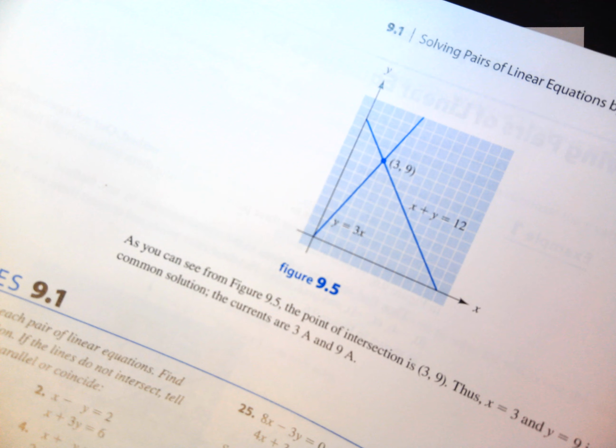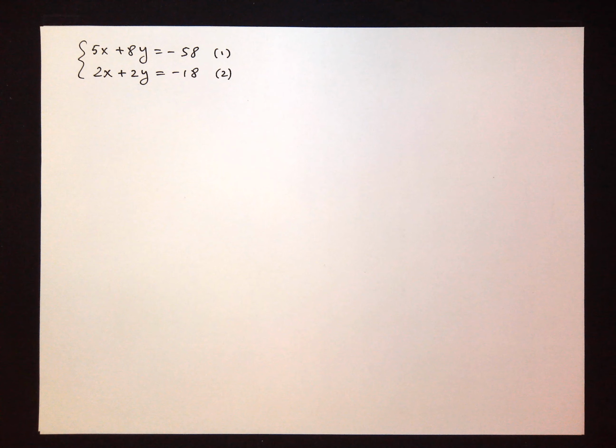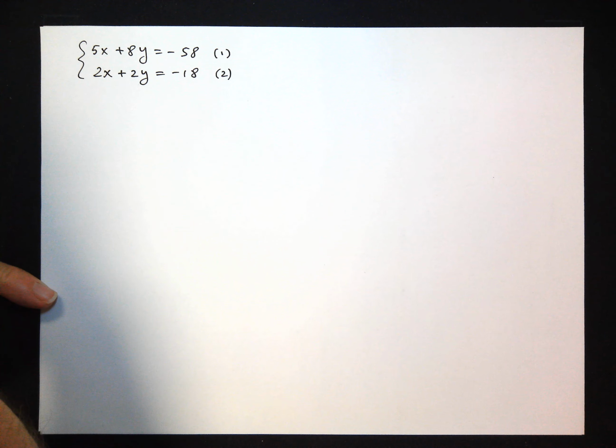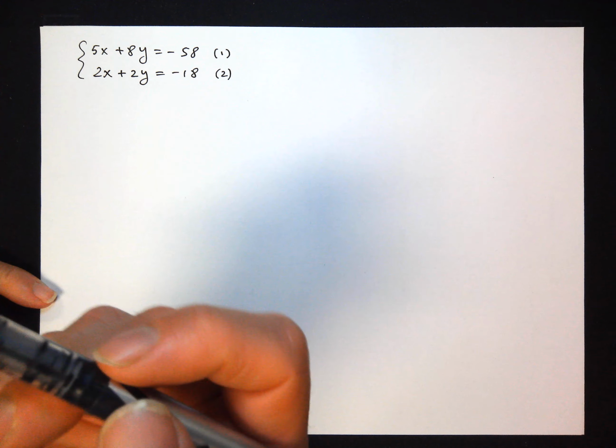Okay, so you see how they determined that it's 3 and 9 because of those boxes. But unfortunately, the answer is not going to be at the crossing point of those boxes along the grid formation. So we're going to use a different approach. It's called the elimination method. So in other words, we're going to eliminate either x or y, whichever we find easy.